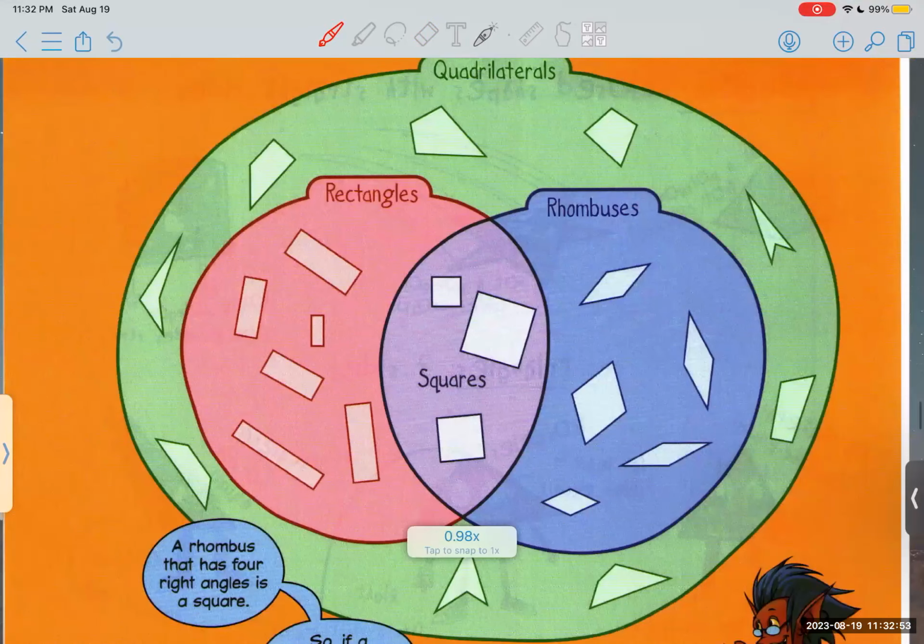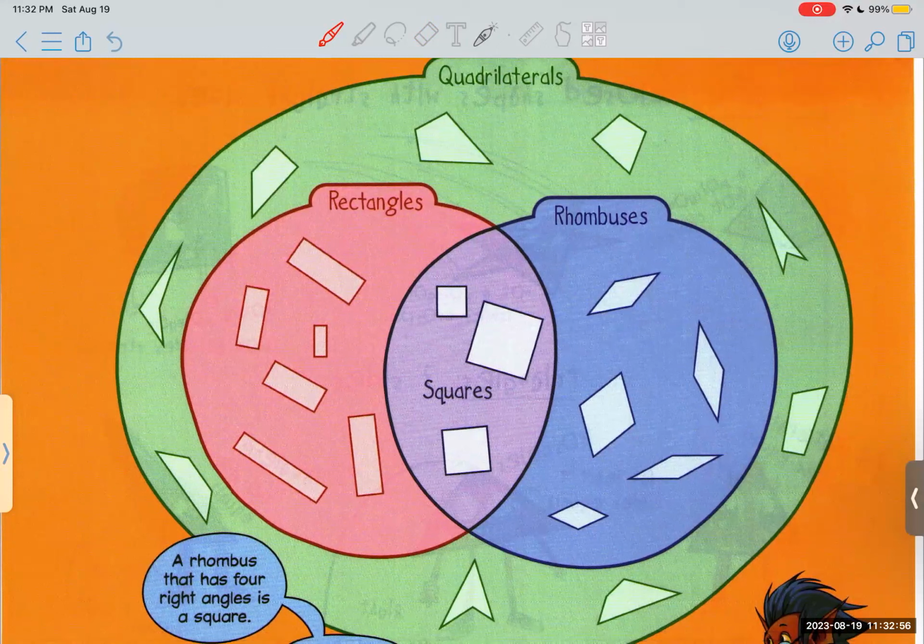Let's move on to this diagram right here. Can anyone tell me what diagram this is? Can anyone tell me the name of that diagram? We just talked about this. Remember the little gray box? A Venn diagram. Thank you, Dylan. It is a Venn diagram. So as we talked about, we have the three right here. We have squares, rectangles, rhombuses. These are the three that we just talked about.